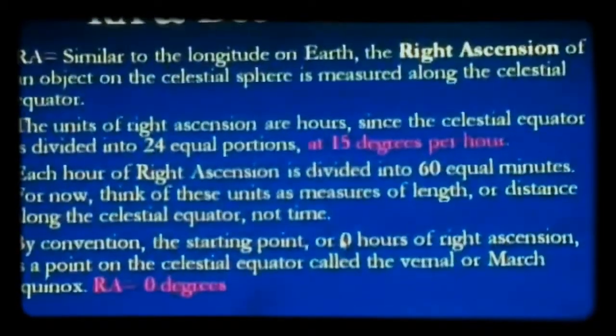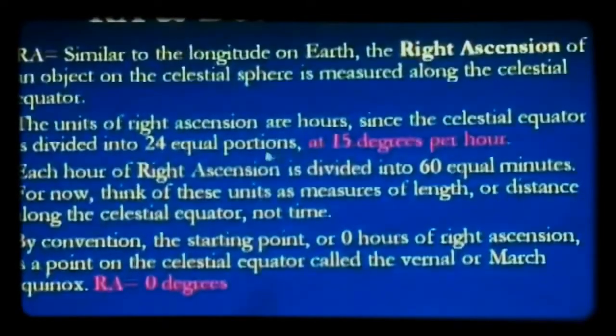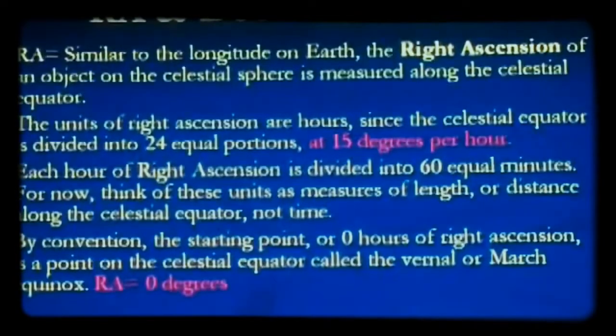The unit of right ascension is hours, since the celestial equator is divided into 24 equal portions at 15 degrees per hour. So that means if you were to take out your protractor and measure an hour out, that would translate into 15 degrees of angle. Any questions so far on that? Have I lost everybody? Okay, we'll keep going.